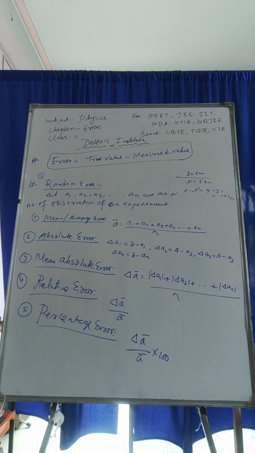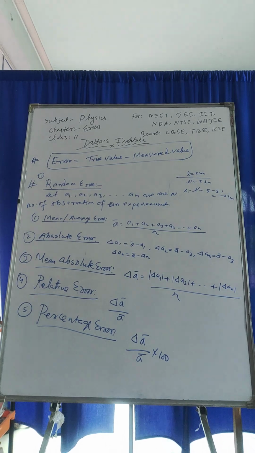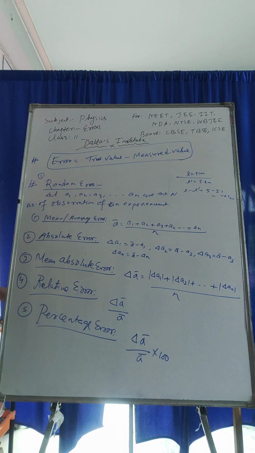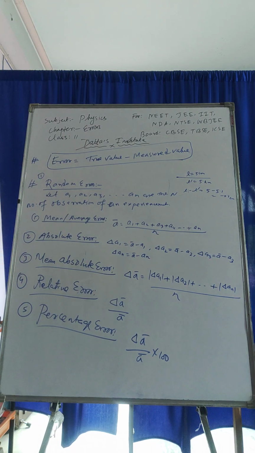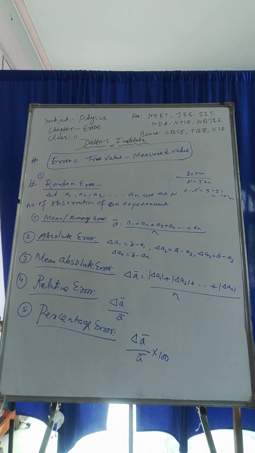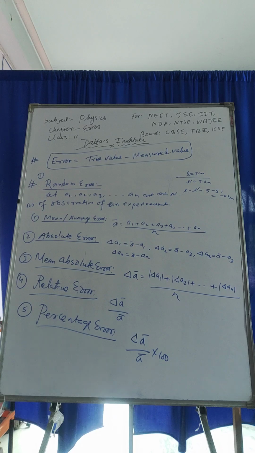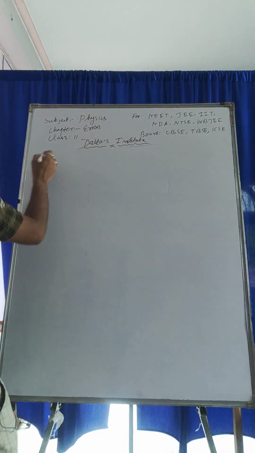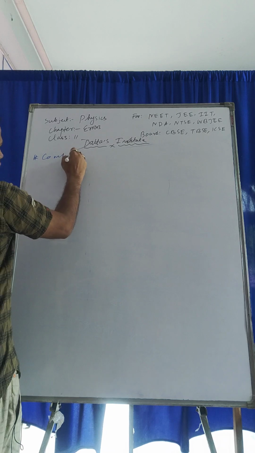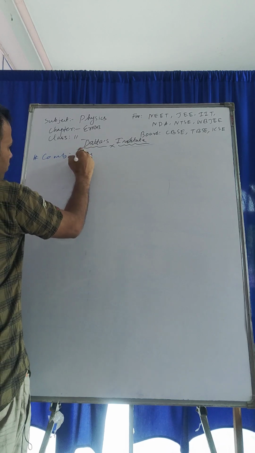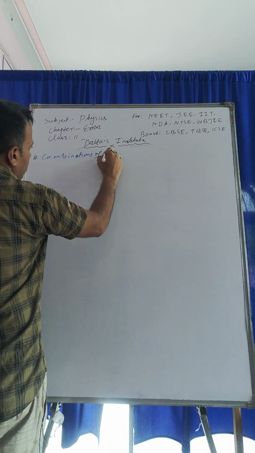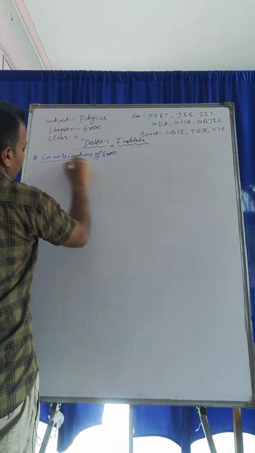It is quite similar to your statistics: mean, median, mode. So move on to the next topic. The next term is combination of errors. The second type is combination of errors. I will write all the formulas of combination of errors. Okay, fine.